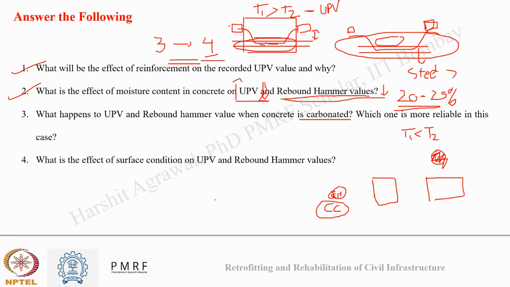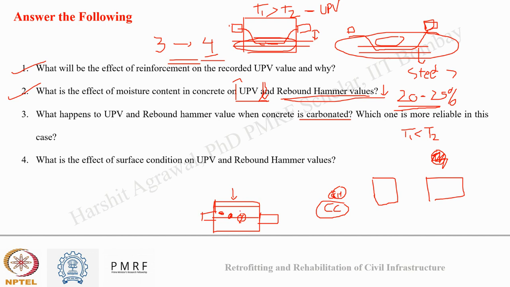Okay, so on a bulk scale, if we are conducting UPV, we may record a higher UPV value compared to non-carbonated concrete, since the voids are now filled by calcium carbonates and they will provide a much easier path of wave propagation. Now talking about rebound hammer, suppose my surface is getting carbonated and I am conducting rebound hammer on it. So what will happen? It may give us a higher rebound number than it should be.